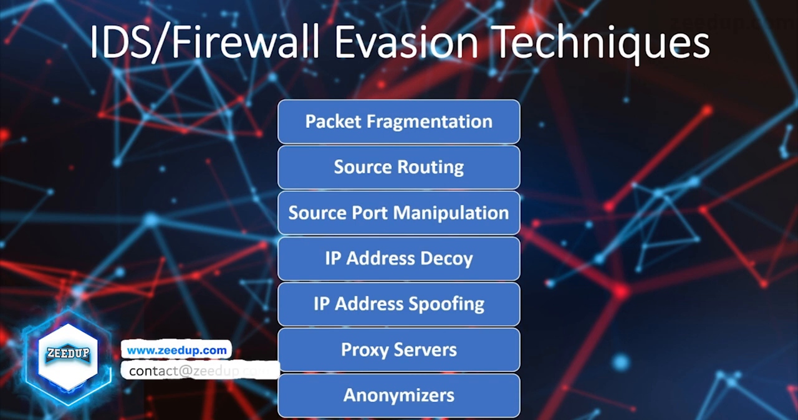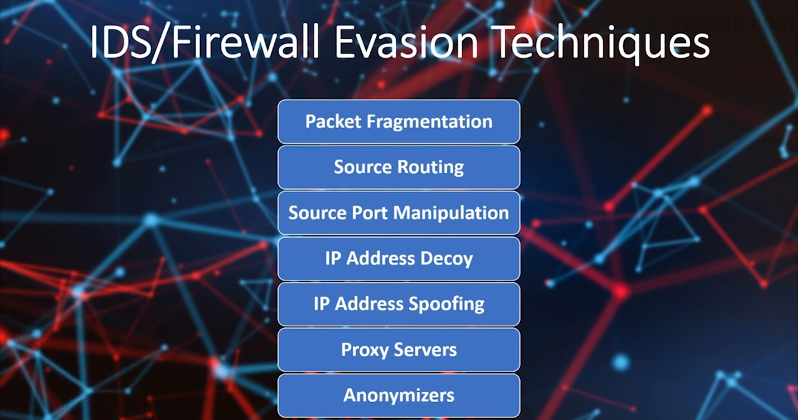So next we have IDS and firewall evasion techniques. What are the techniques through which we can evade or bypass firewalls and IDS systems? IDS stands for intrusion detection system. First is packet fragmentation. Packet fragmentation is dividing the packets into many smaller pieces and then sending them to the receiver side. Then we have source routing.